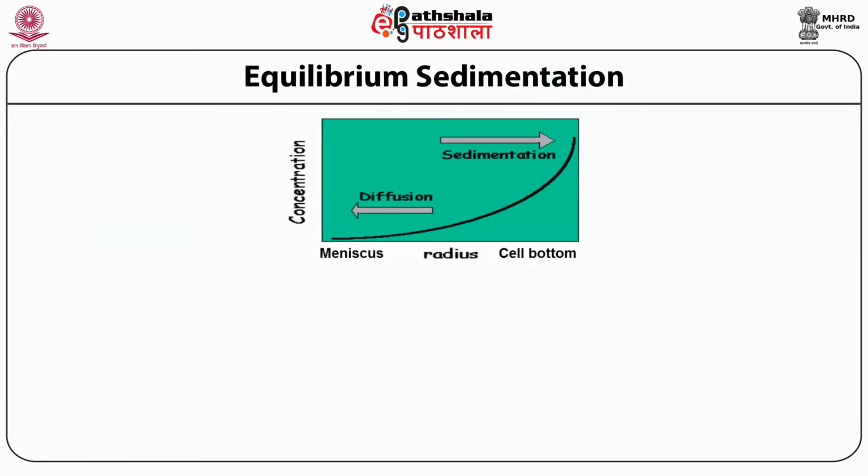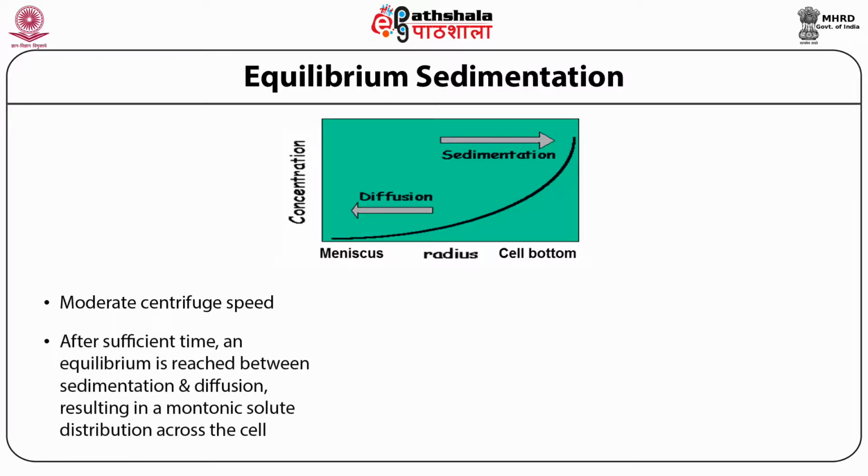Now we discuss the equilibrium sedimentation. You can see here on the y-axis the concentration and on the x-axis the radius. So the meniscus is formed at the initial condition at the cell bottom. From the lower side of the meniscus is diffusion and the upper side is the sedimentation. So the diffusion occurs at a moderate speed. After sufficient time, an equilibrium is reached between sedimentation and diffusion, resulting in a monotonic solute distribution across the cell.